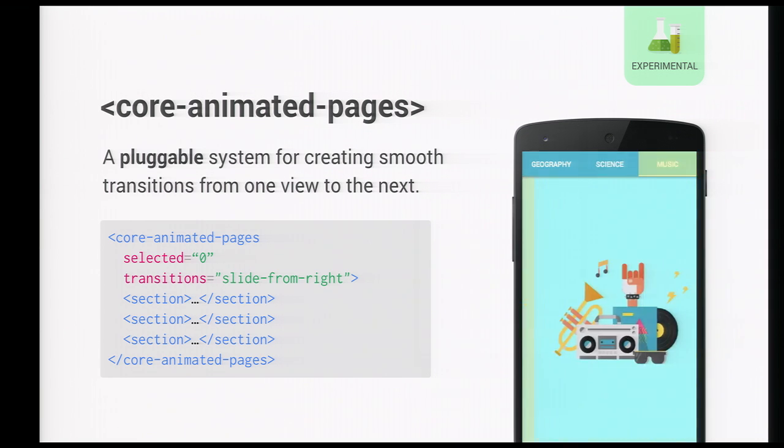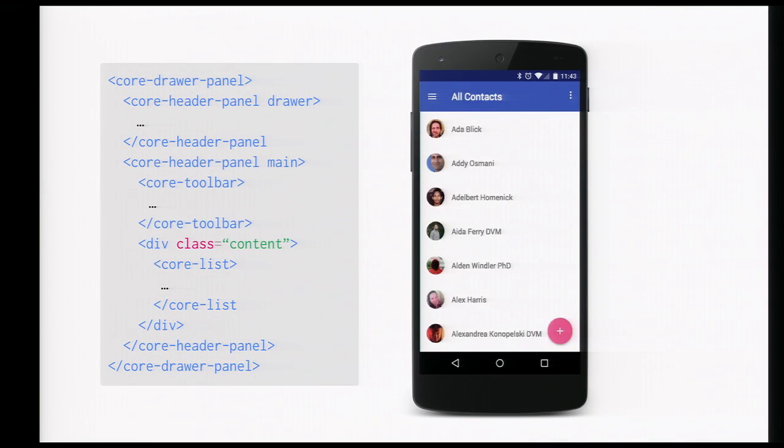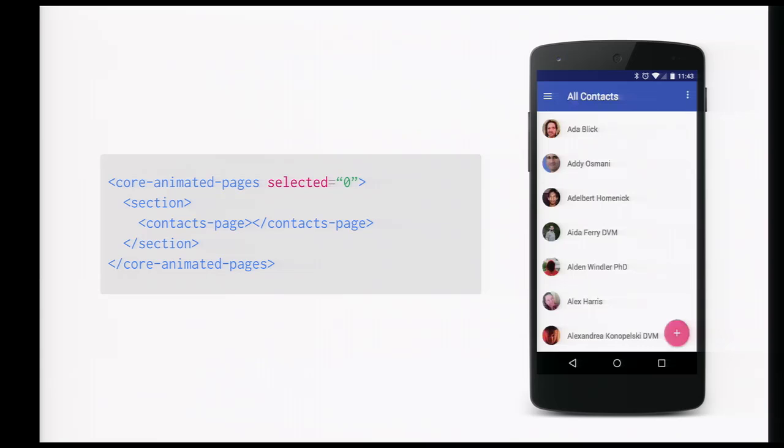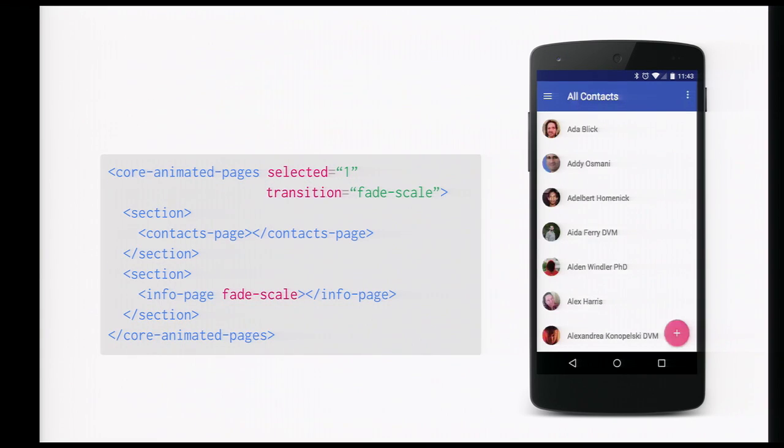So inside of my app, my markup kind of looks like this. I've got a whole bunch of markup that makes up every single page, and it's all kind of composed together. The way that I'm going to transition from one state to the next is to take all of this markup and turn each section of my application into a custom tag. So take all that markup, make an element out of it. And then I start nesting those elements inside of core animated pages. So I start with my contacts page. I drop in an info page for when you click on a contact and you can see their profile.